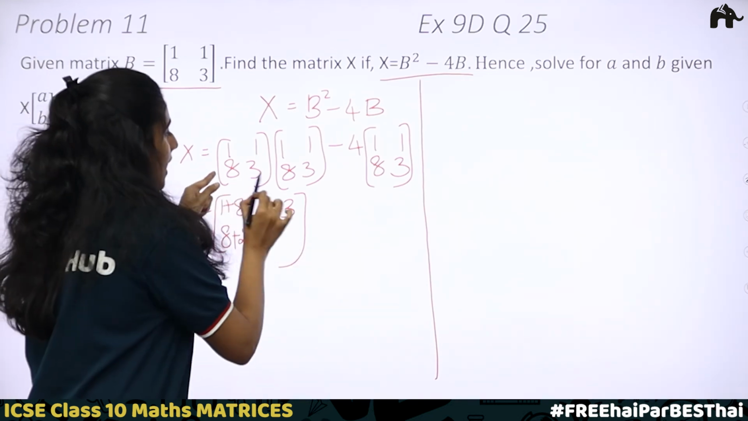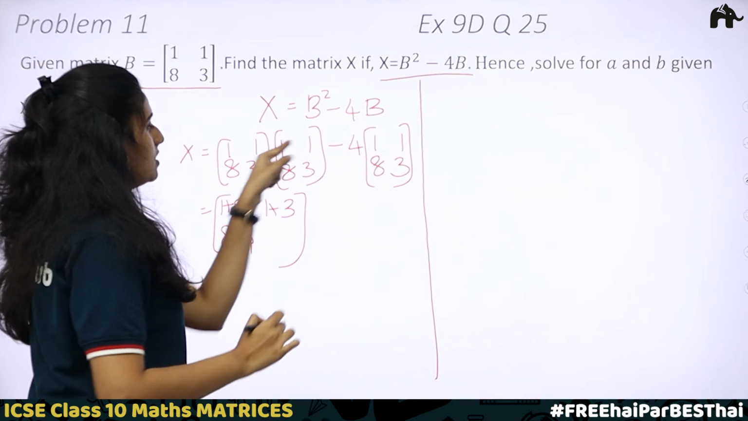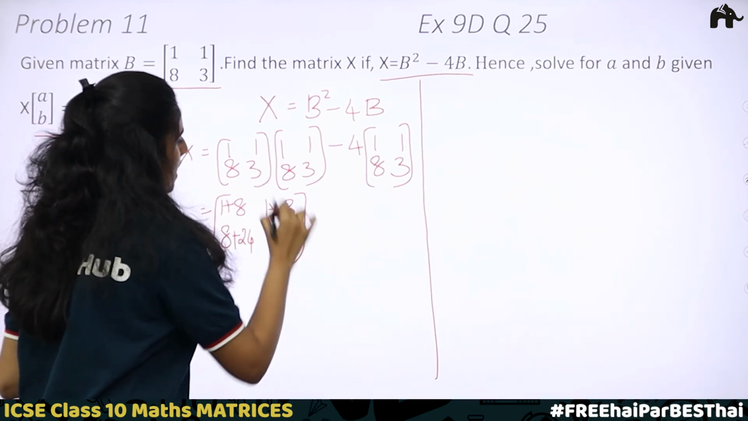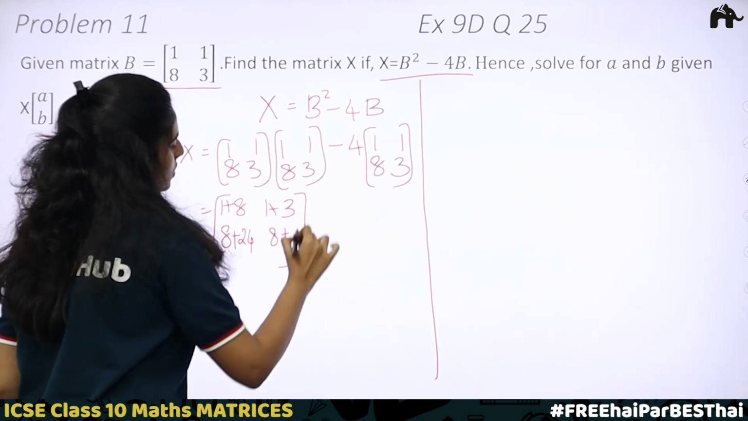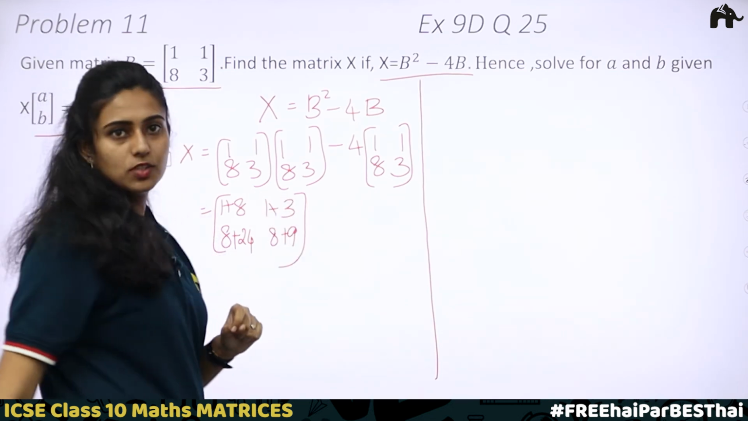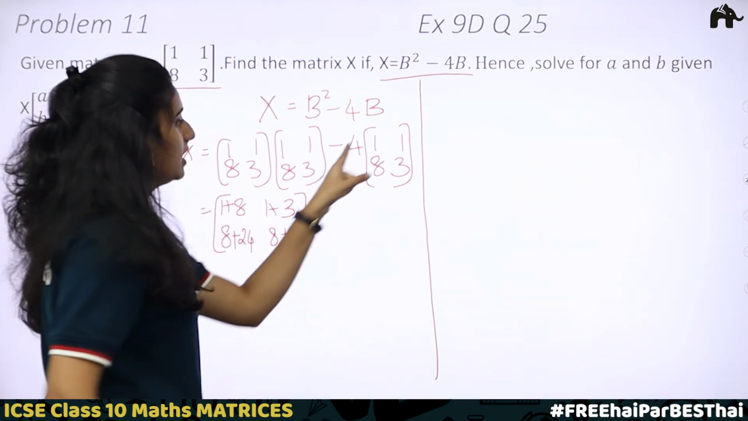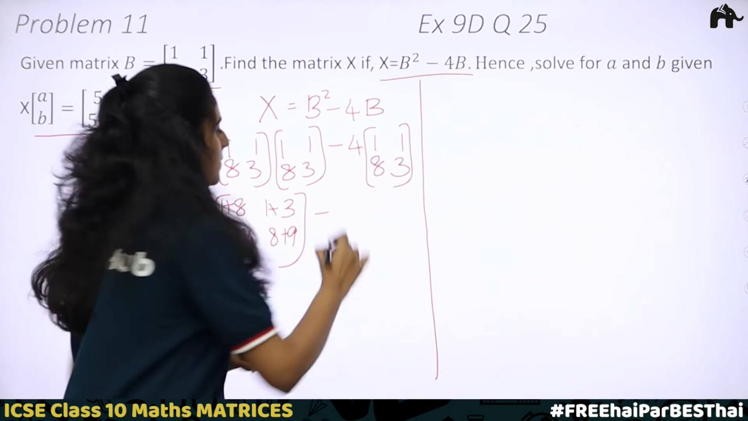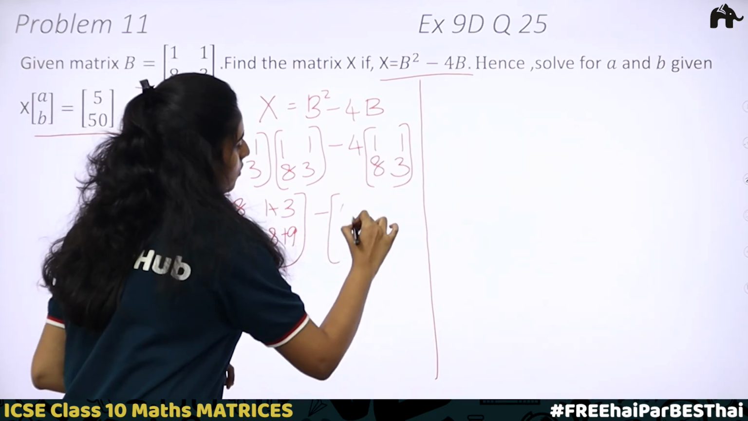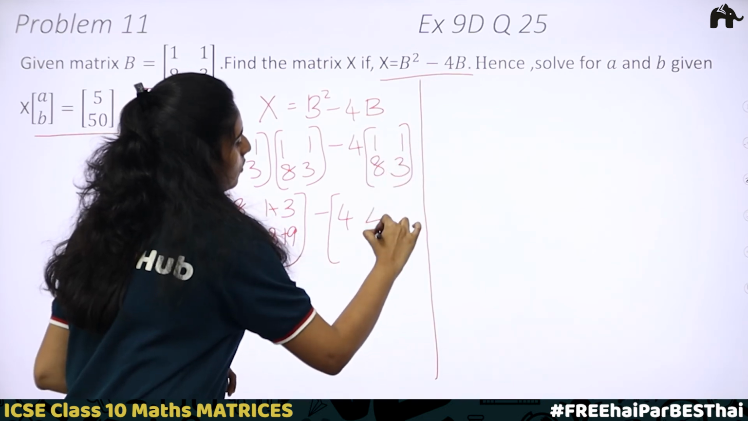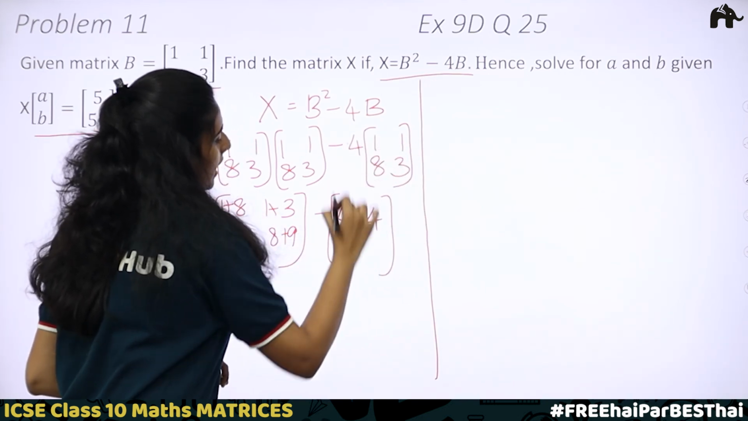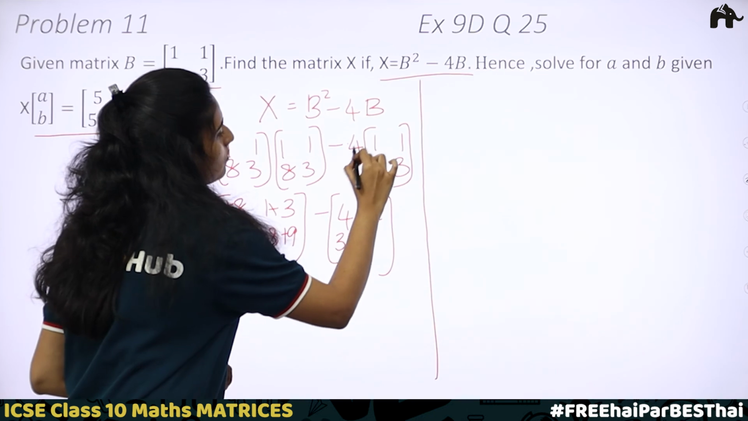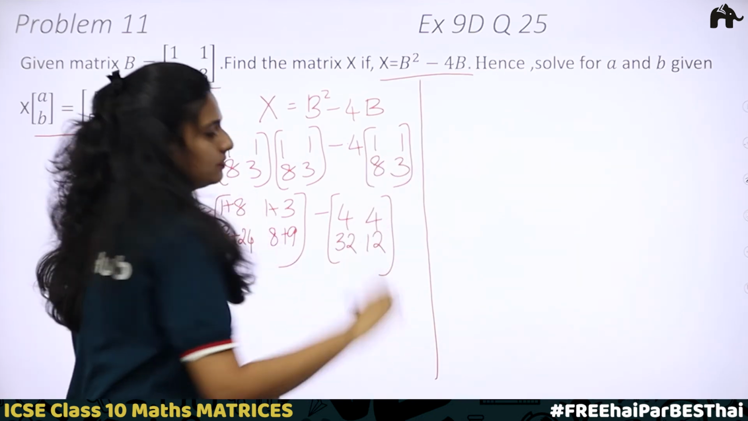To get the last element, what to do? You have to consider the second row and the second column. 8 into 1, 8 plus 3 into 3. 3 into 3 is 9. Okay. Then we have to multiply every element of B with 4 to get 4B. 4 into 1, 4. Again 4 into 1, 4. 4 into 8 is 32. 4 into 3 is 12.